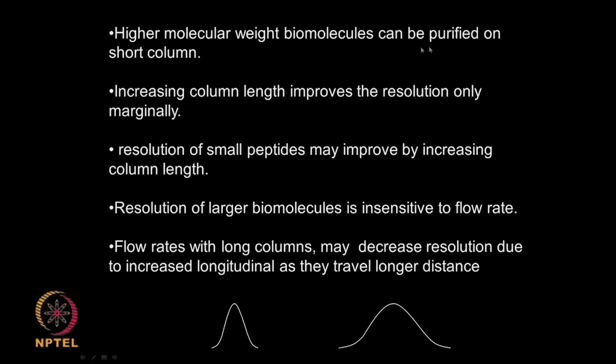Higher molecular weight biomolecules can be purified on a short column, and increasing column length improves the resolution only marginally. Resolution of small peptides may improve by increasing column length. Resolution of large biomolecules is insensitive to flow rate. If you are running high flow rates with long columns, it may decrease resolution due to increased longitudinal diffusion as they travel longer. If I have a small column, you may get a sharp peak like this. If I have a large column, separation may be good, but the peak may go very broad because of the longitudinal diffusion that is taking place.